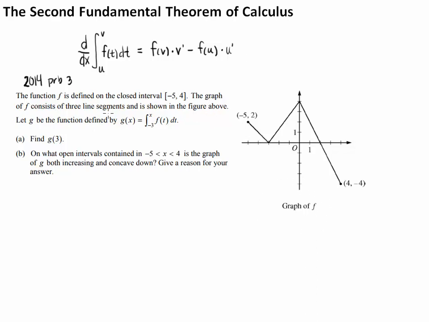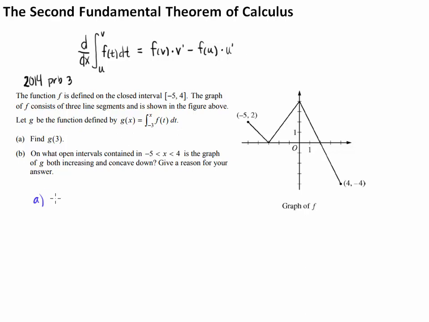The graph of f consists of 3 line segments and is shown in the figure above, or in this case, the figure to the right. Let g be the function defined by g of x equals the integral from -3 to x of f of t dt. Now, part A is not going to use the second fundamental theorem of calculus. I just wanted to use part A so you can see that it's okay to have a variable in the bounds of your integral. So let's try part A. It says find g of 3.